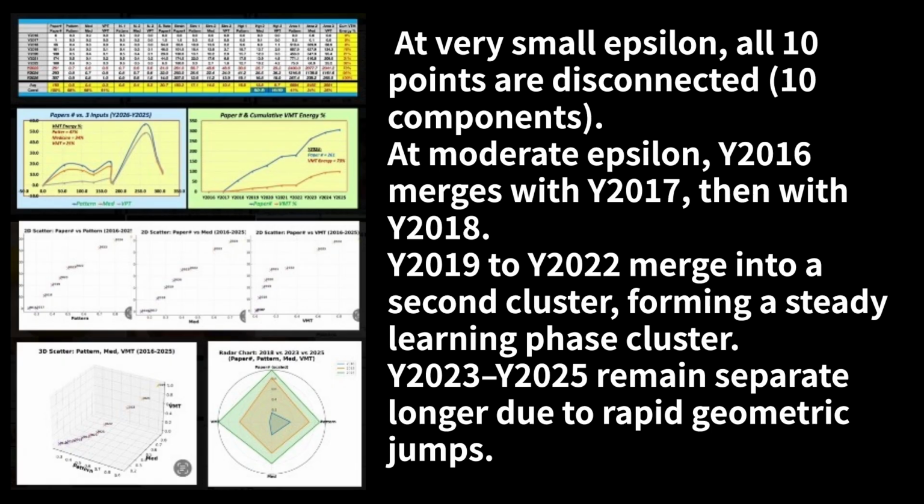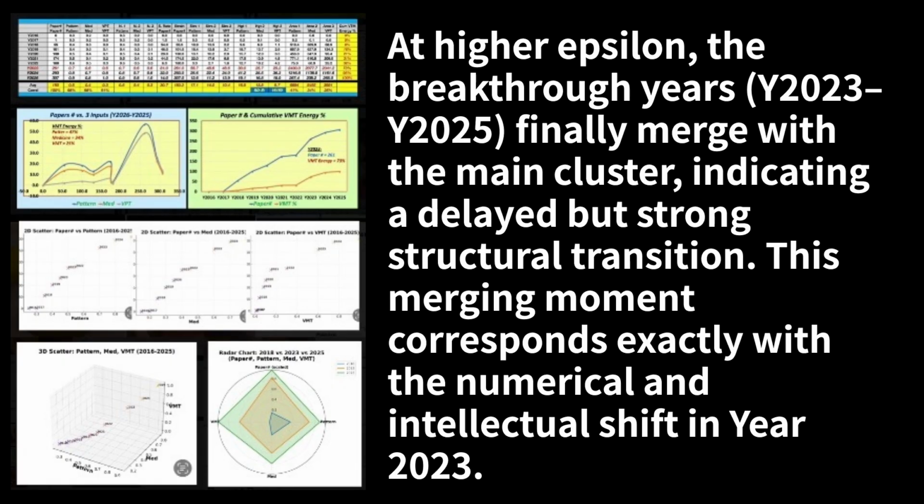Y2023 to Y2025 remain separate longer due to rapid geometric jumps. At higher epsilon, the breakthrough years, Y2023 to Y2025, finally merge with the main cluster, indicating a delayed but strong structural transition. This merging moment corresponds exactly with the numerical and intellectual shift in year 2023.